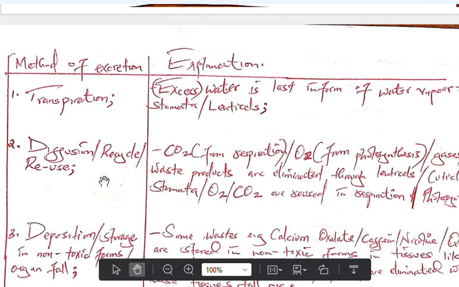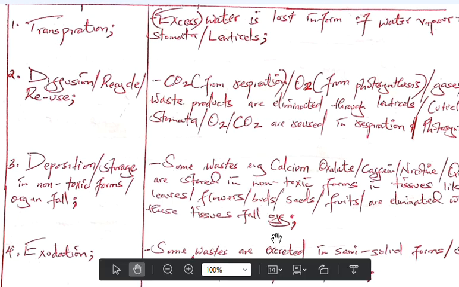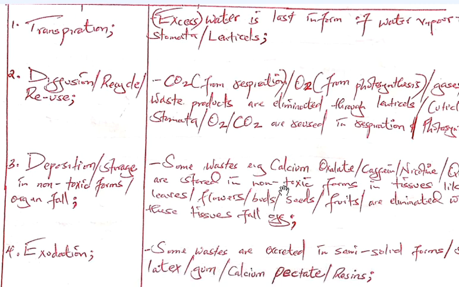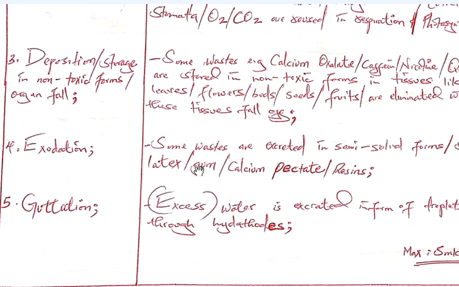Then we have storage in non-toxic forms, or what we call deposition. For example, we have caffeine, nicotine, quinine. They are stored in non-toxic forms in tissues like leaves where they fall off. Then exudation, this involves waste being excreted in semi-solid forms, e.g. calcium pectate and resins. Then guttation involves excretion of water in the form of droplets through specialized pores we call hydathodes.